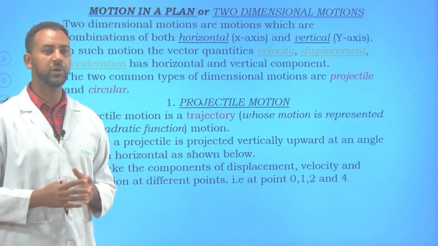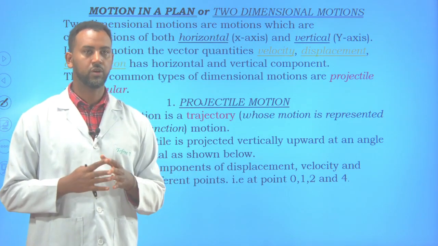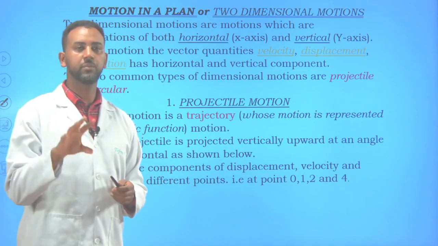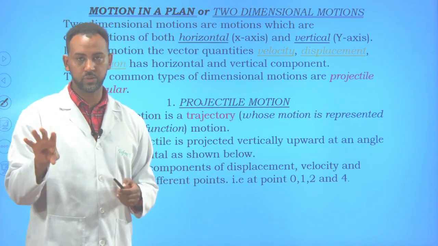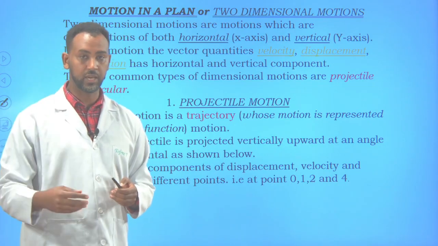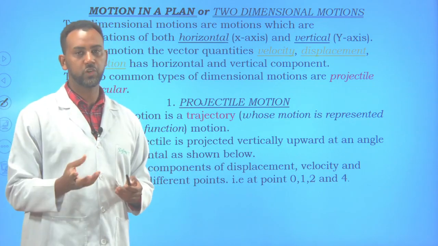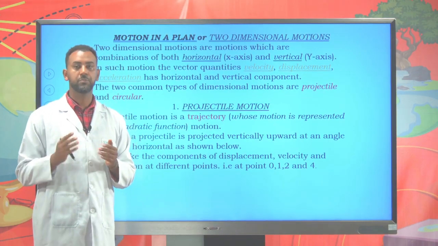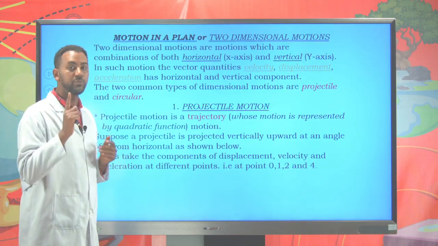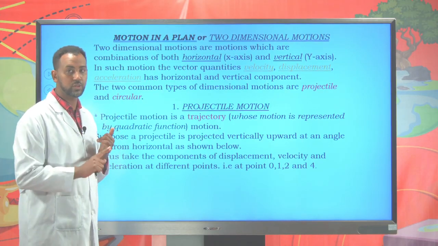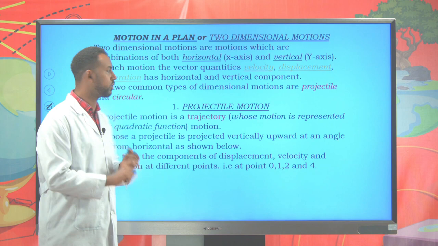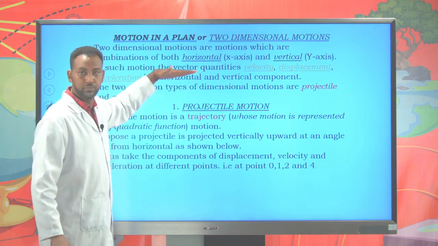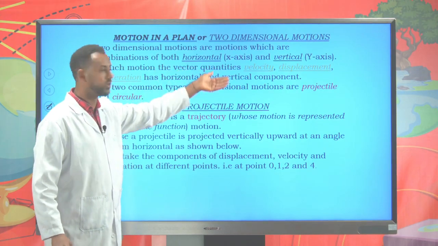Now let's try to see motion in a plane, or two-dimensional motion. So far we have tried to see one-dimensional motion. Either the object is moving horizontally or the object is moving vertically. Both show you one-dimensional motion. But in this case, we are trying to see a two-dimensional motion, meaning the object has both the horizontal and the vertical component. So two-dimensional motions consist of both horizontal, meaning along the x-axis, and vertical, along the y-axis.